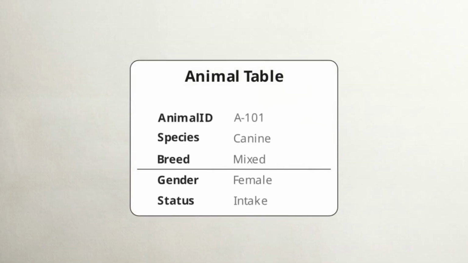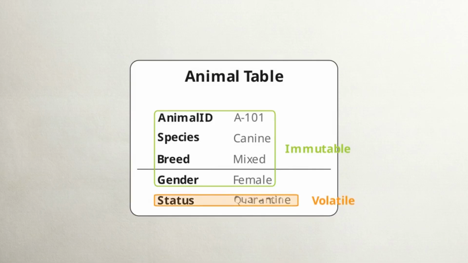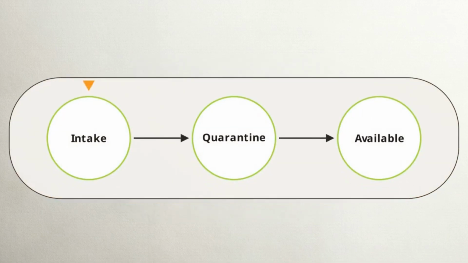Our rebuild begins with the animal table. ID and species are static, immutable data points that never change. By contrast, the status attribute is highly volatile, constantly shifting as the animal moves from intake to quarantine to available. This specific attribute functions as the foundational finite state machine constraint for the entire backend architecture.